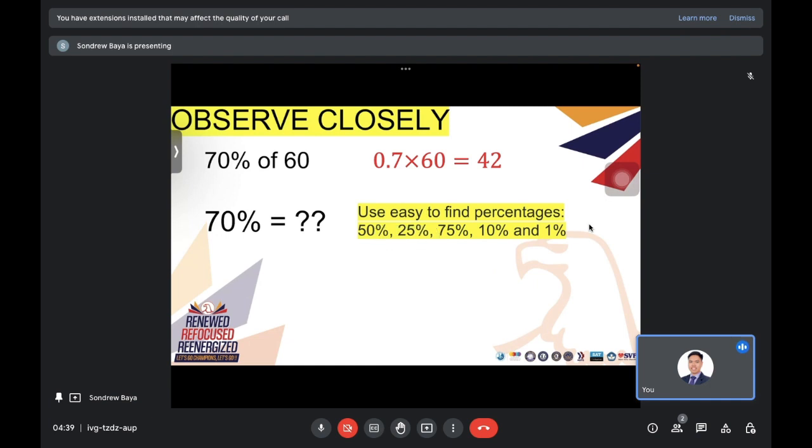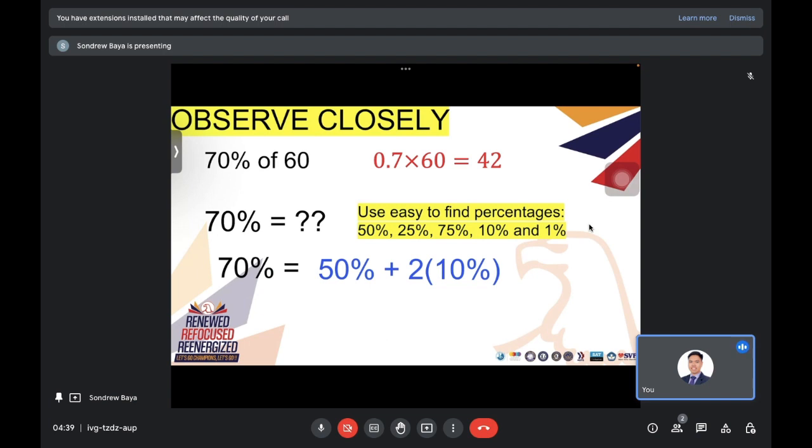So find a way to get into 70% using these percentages. You may use multiplication, division, if possible, addition, and subtraction. So try to think first. How can I get 70 using these easy to find percentages? So one method would be 70% is equal to 50% plus 10% plus 10%, or 50% plus 2 times 10%.